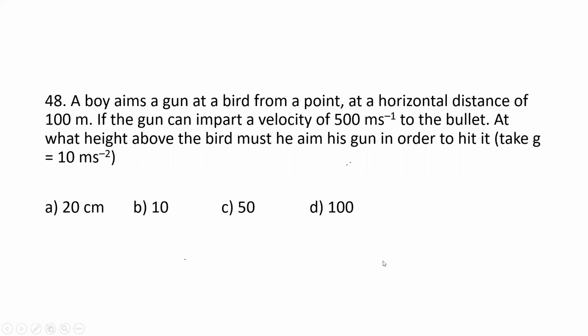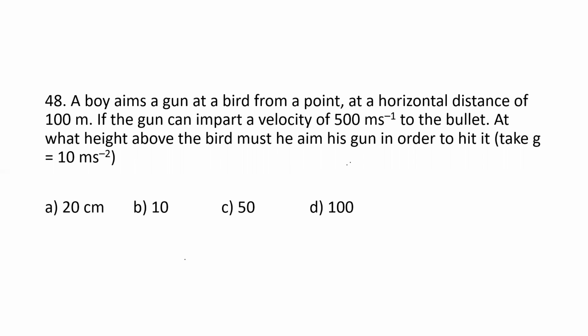Next question. A boy aims a gun at a bird from a point at a horizontal distance of 100 meters. So the horizontal distance is given as 100 meter. The range value, or distance, is given. If the gun can impart a velocity of 500 meter per second, the velocity is given as 500 meter per second. At what height above the bird must he aim his gun in order to hit it? The g value is 10 meter per second square.